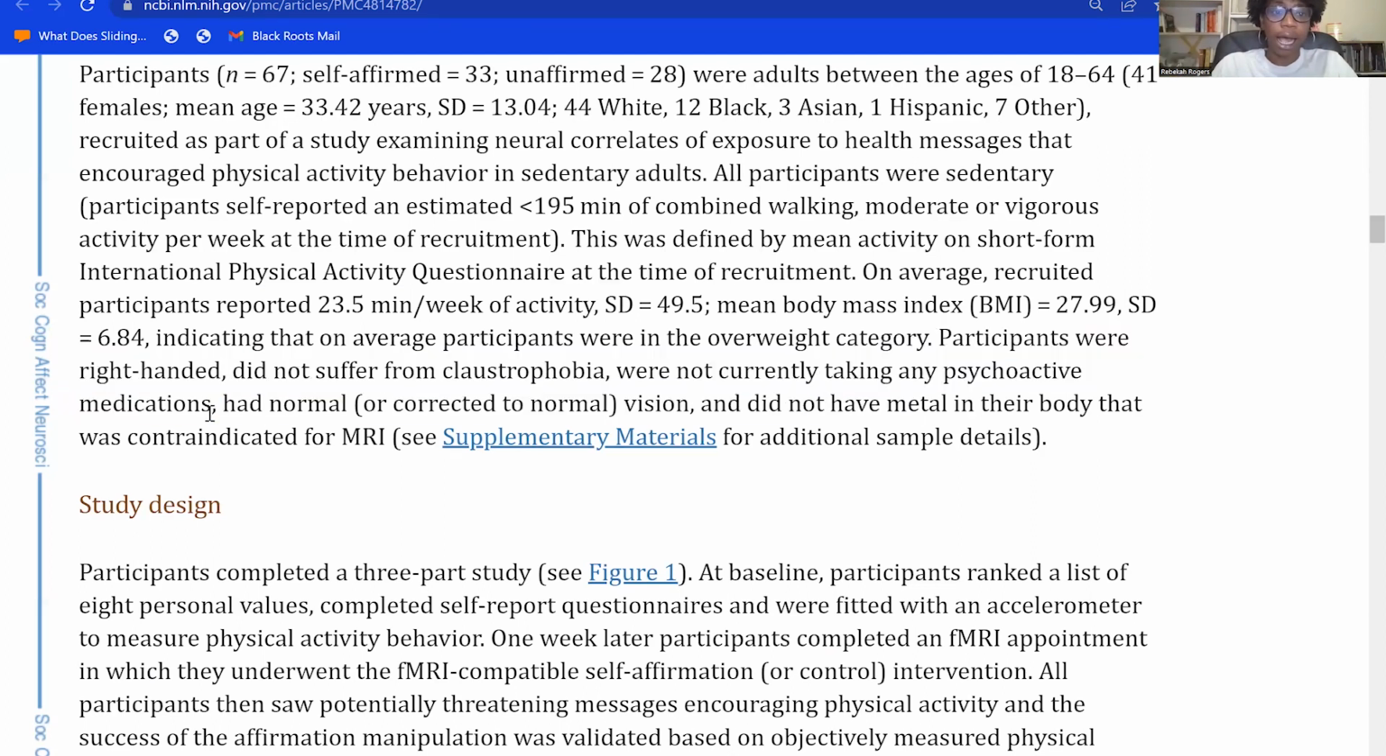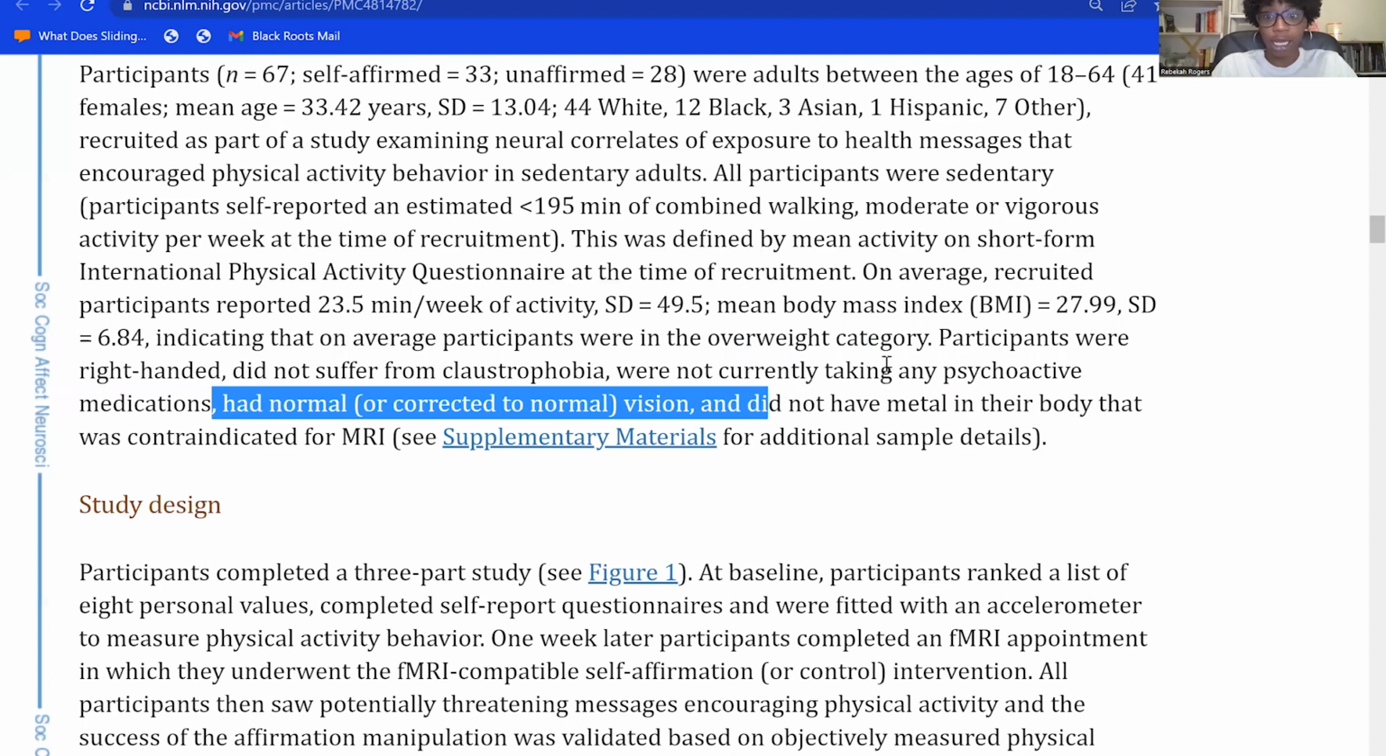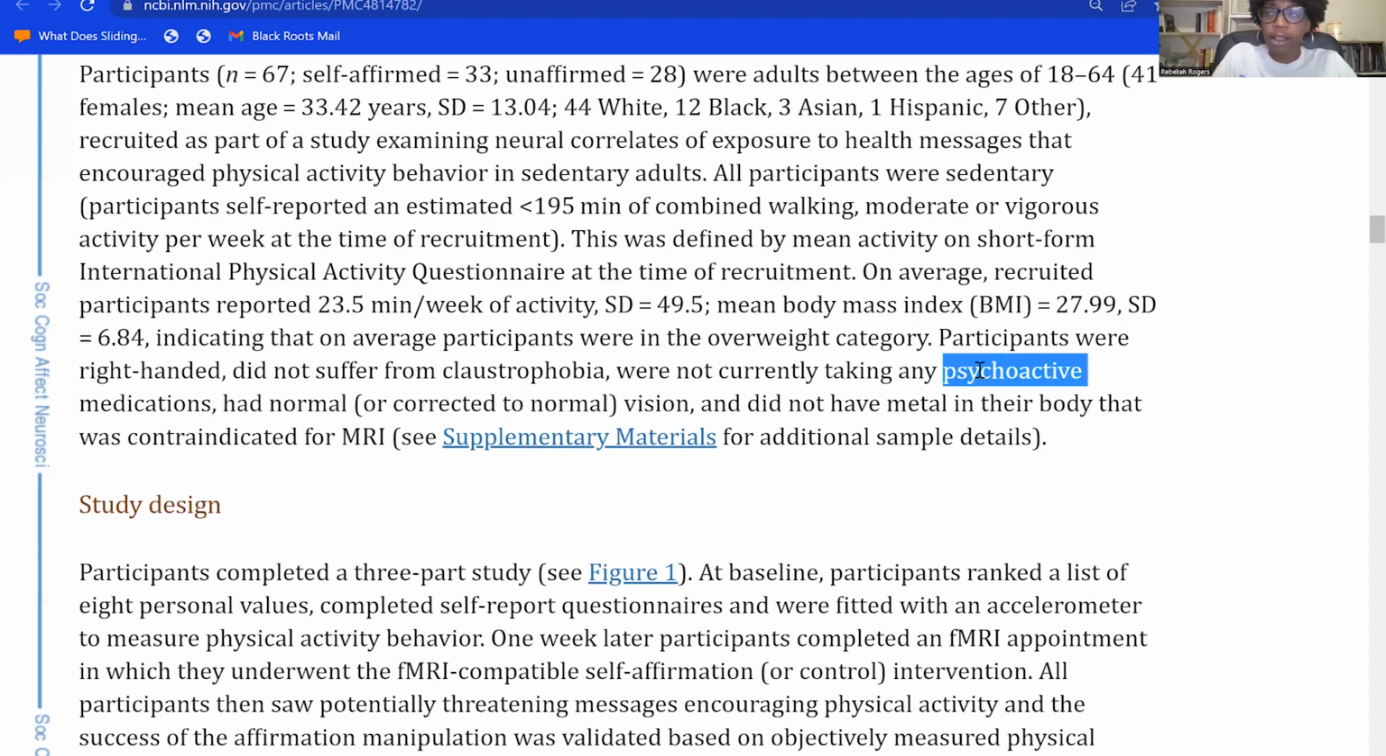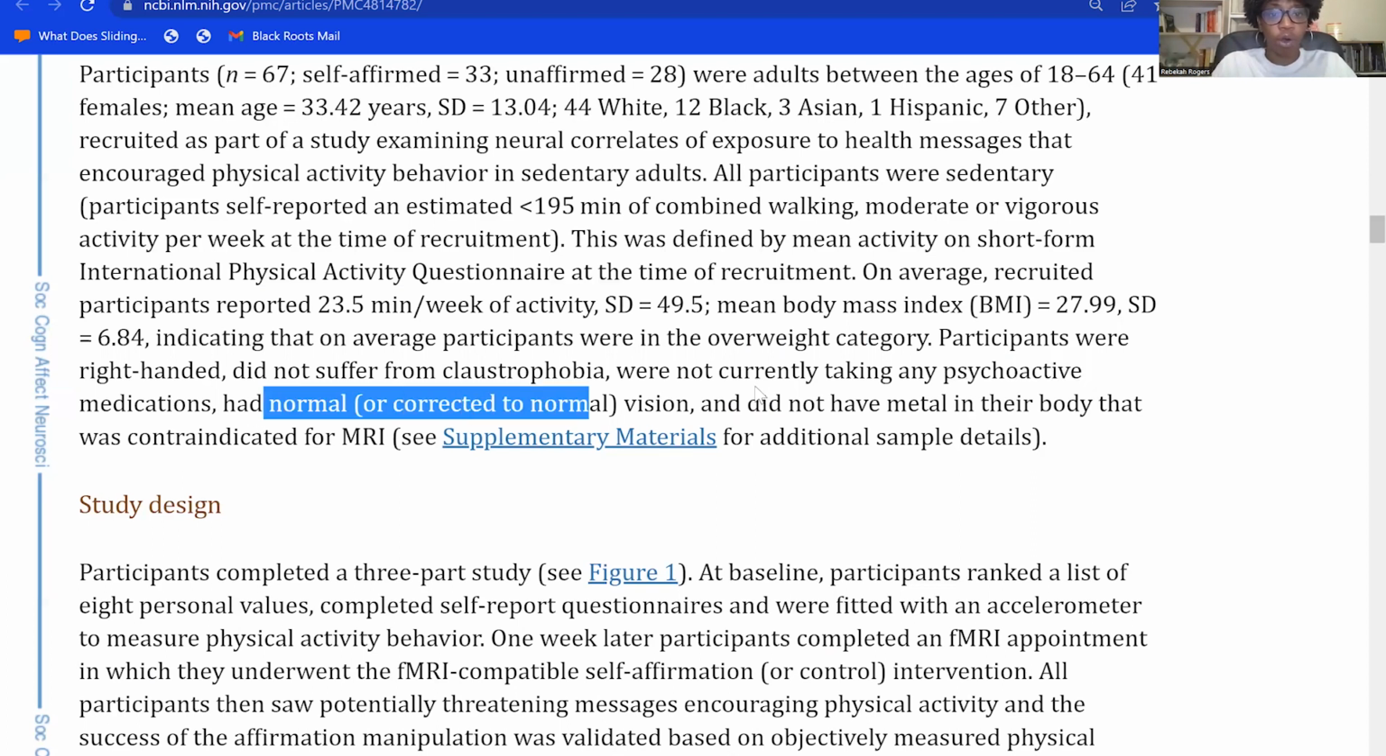Psychoactive medications: I would anticipate that if you're taking a medication that's specifically psychoactive, that may impact how your brain is going to be functioning already, and so you may have skewed the results. Normal or corrected to normal vision. Again, vision goes back to your brain and how your brain's functioning, and so you need to have a standard on how people are able to see.